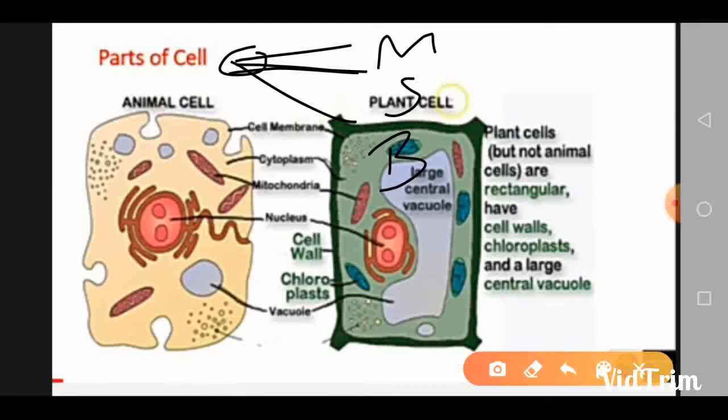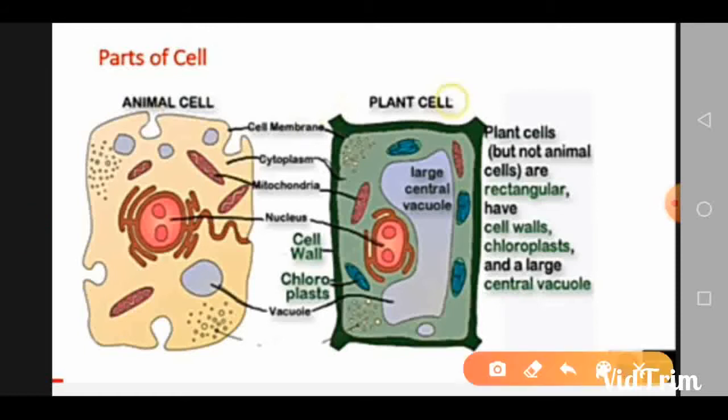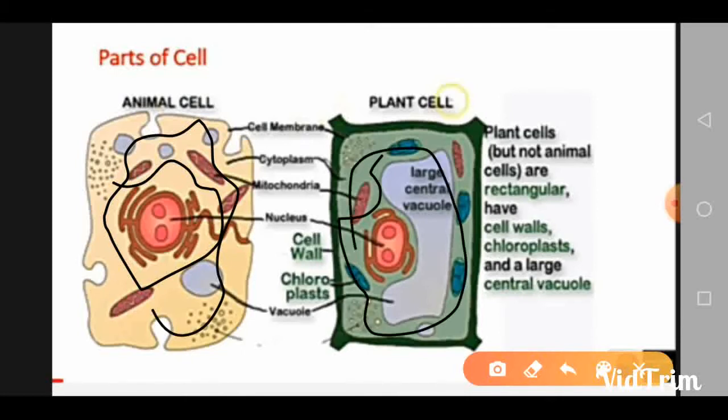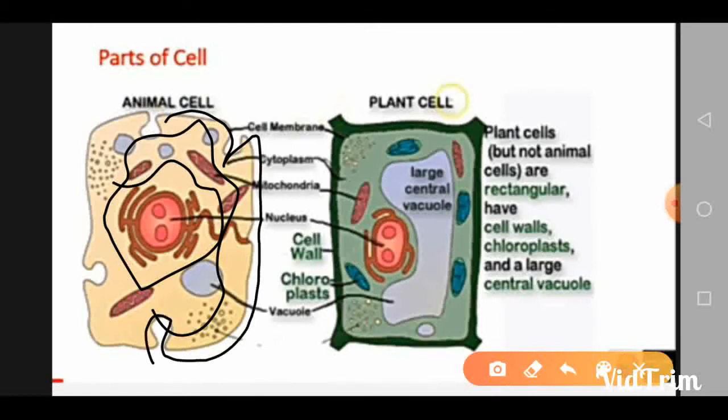In these two cells we have three things in common. The first one is the nucleus. You can see the nucleus in both the animal cell as well as the plant cell. The second one is the cytoplasm. Here it is yellow color, and in the plant cell it is green color. And the third one is the cell membrane. You can see that both cells have a cell membrane.